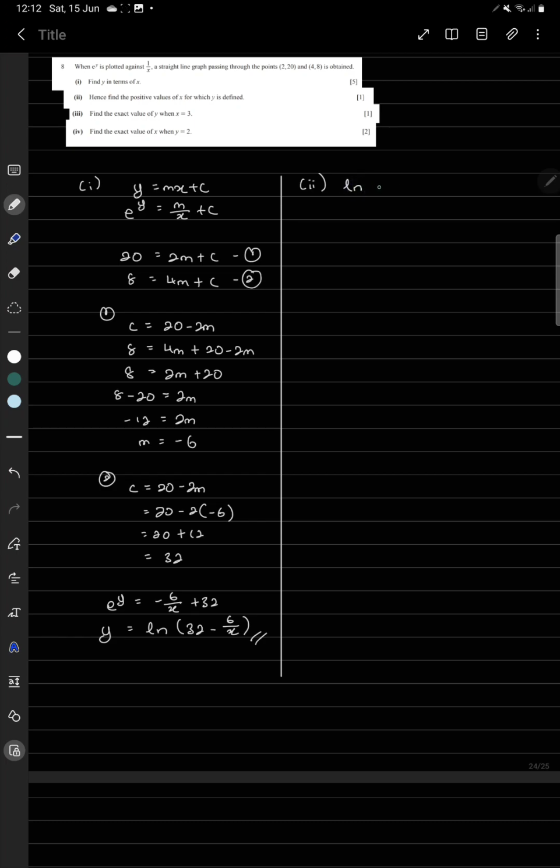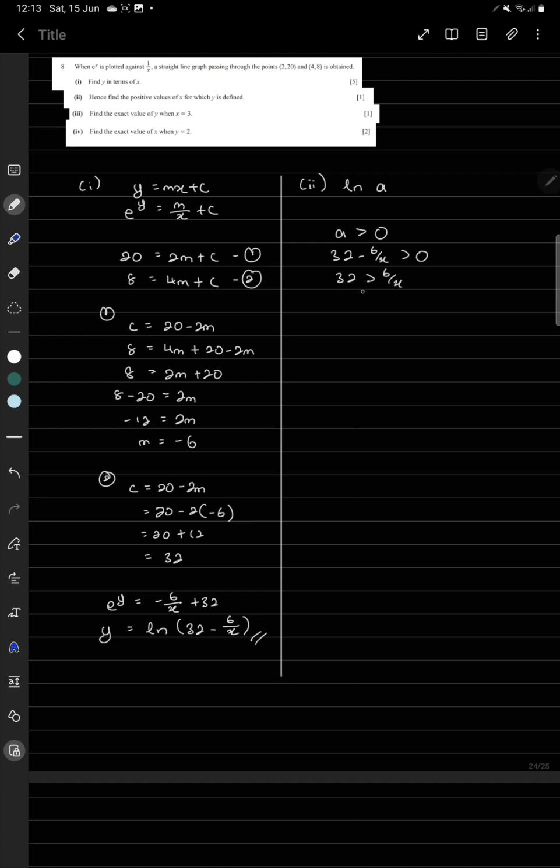So let's say we have ln a here. Whenever we have ln, we need to make sure that a is actually more than 0, so that y is defined. Now, what is our a? Our a here is 32 minus 6 over x, which is more than 0. Next, you're going to make x the subject. So I'm going to bring the 6 over x to the other side. So that's going to be 32 more than 6 over x. Then I'm going to swap these two.